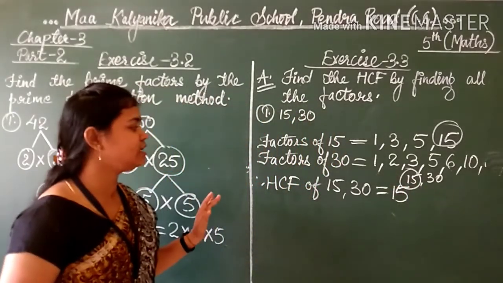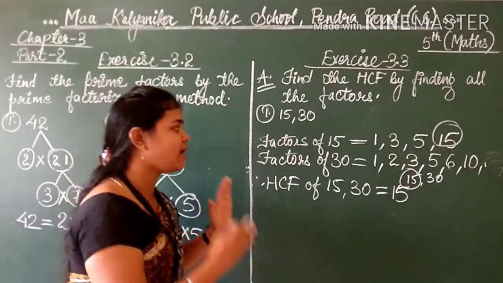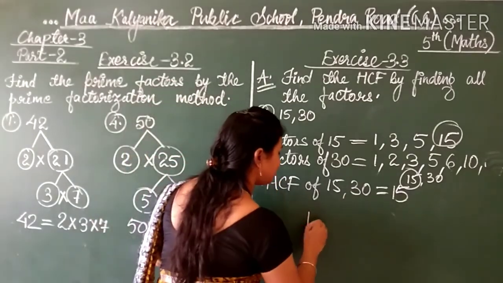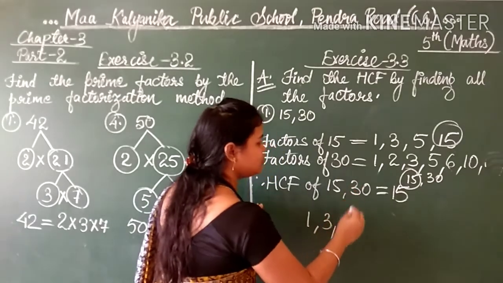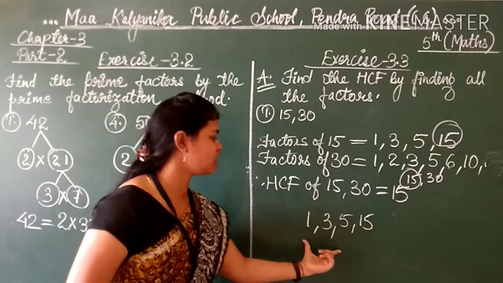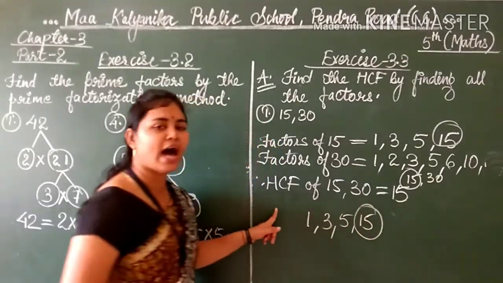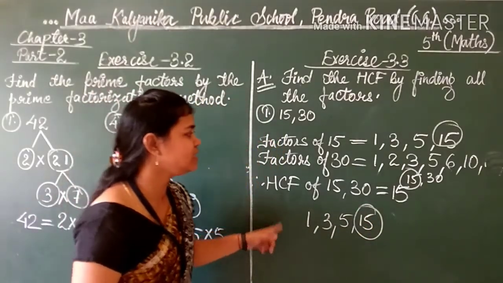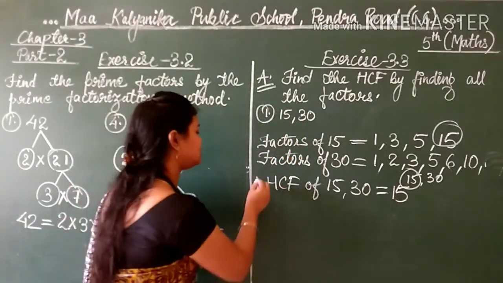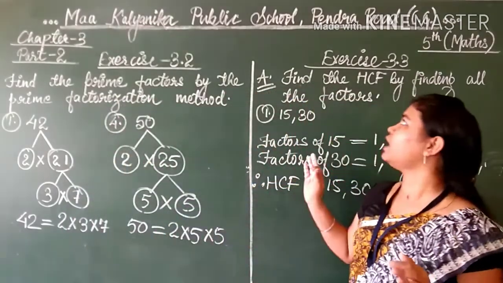So I think you have understood. Highest common factor means you have to see the common factors first, and after finding the common factors, you have to see which is the highest. Common factors of these two numbers were 1, 3, 5 and 15. The rest of the numbers were different from each other. So out of these 4, which is the highest number? 15. So that's why 15 is the highest common factor. Okay students? So simply you can write the factors and directly write like this: therefore HCF of 15 and 30 is 15. In this way you can solve question number A of 3.3.